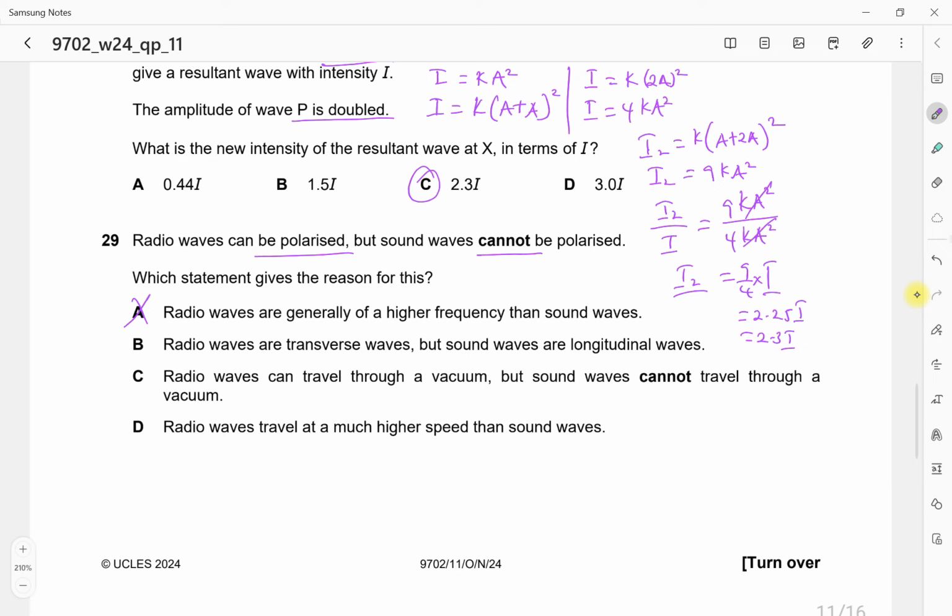The transverse nature of radio waves is what explains it, because polarization is evidence that the wave is transverse. All transverse waves undergo polarization. So radio waves are transverse, but sound waves are longitudinal. So the answer is B.